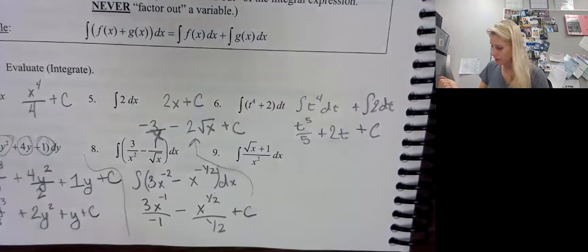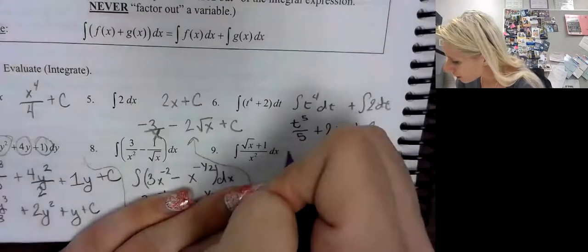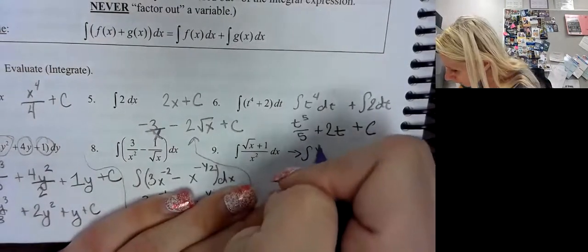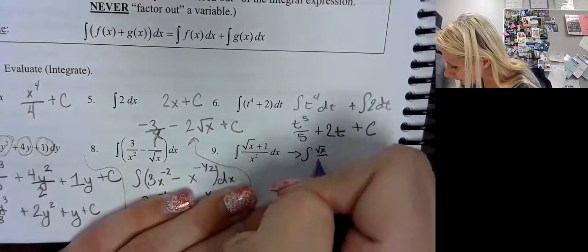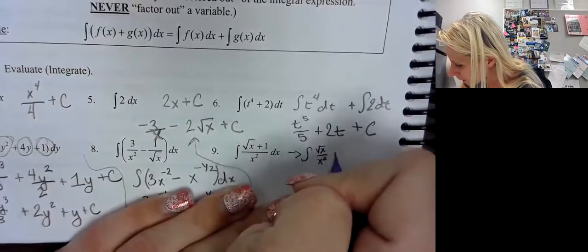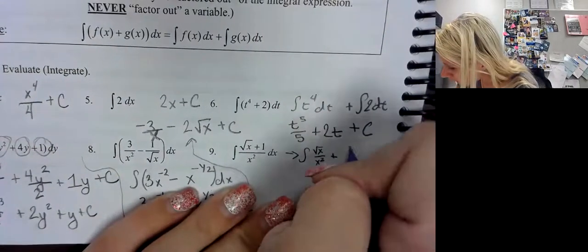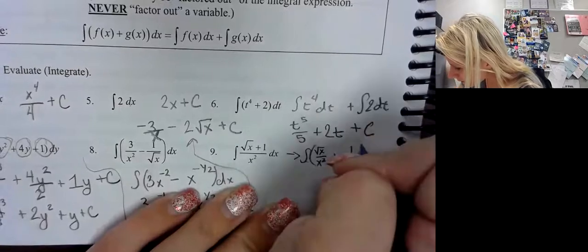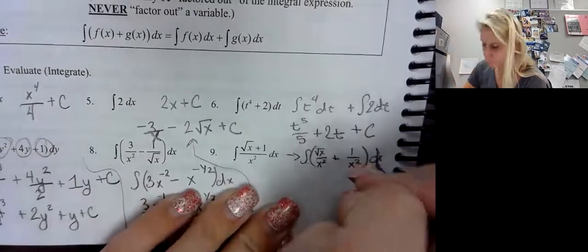All right, let's do this. Remember before, when we were doing the derivative packet, lots of times when you had one term in the denominator, we were able to separate that. And that is exactly what we're going to do right now. So we have the integral of the square root of x over x squared plus 1 over x squared, put in parentheses, times dx.